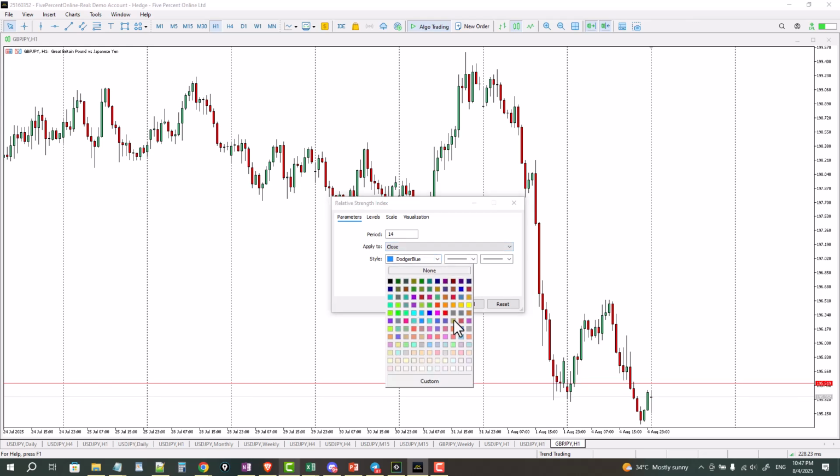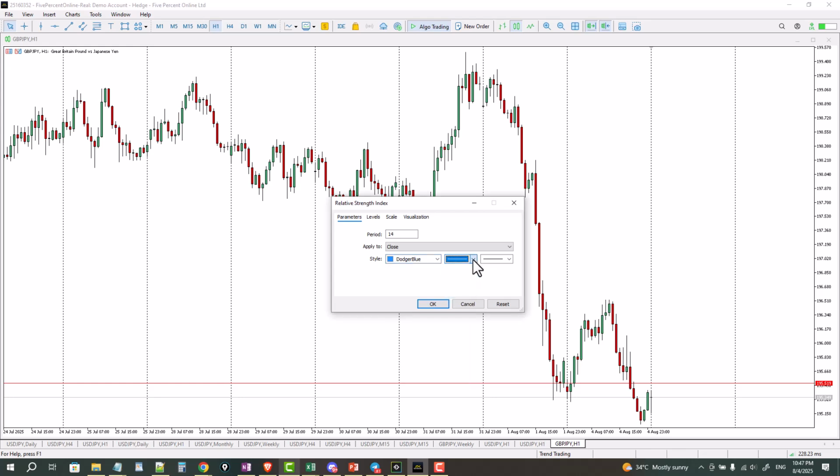For the color, there are lots of colors you can use to customize your RSI indicator. You can make the line dotted or whatever. If you want to make it thick, you can do all of this here, okay? We don't need to change anything here.